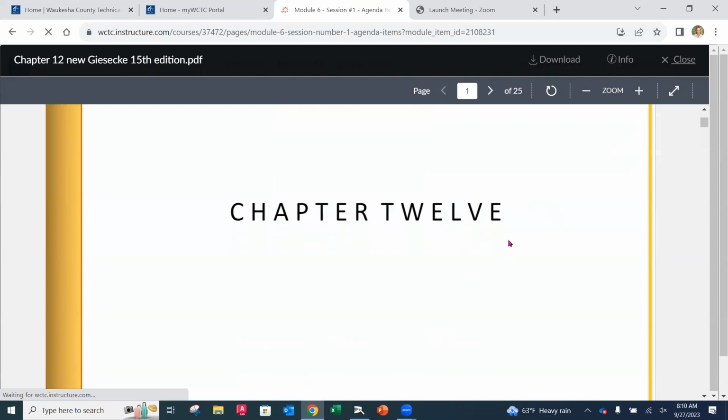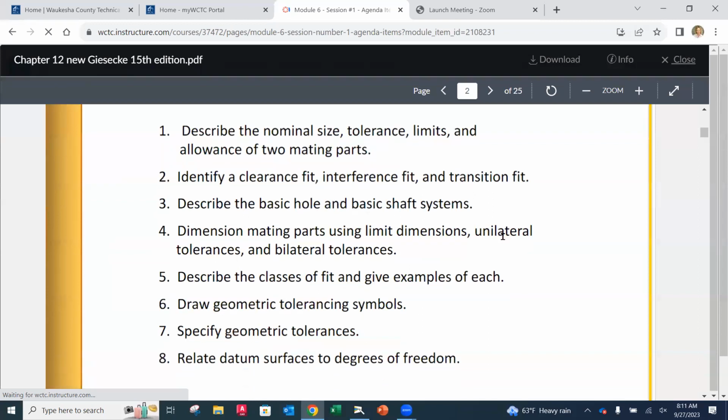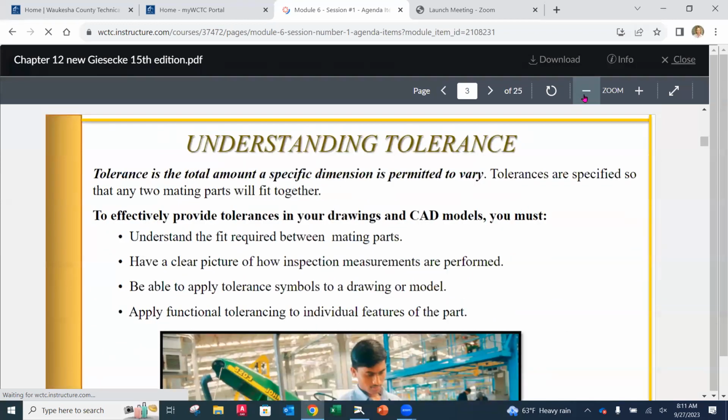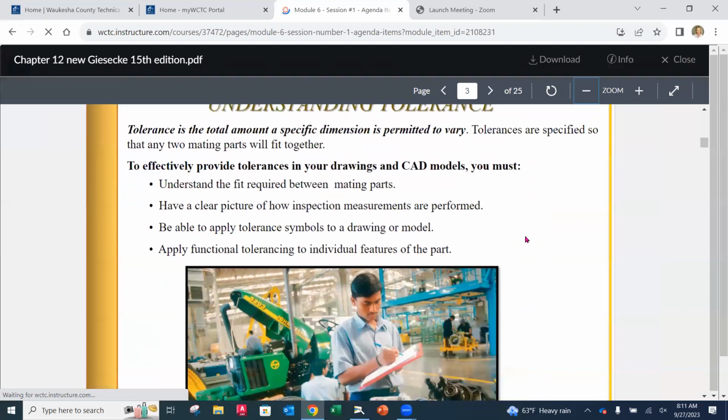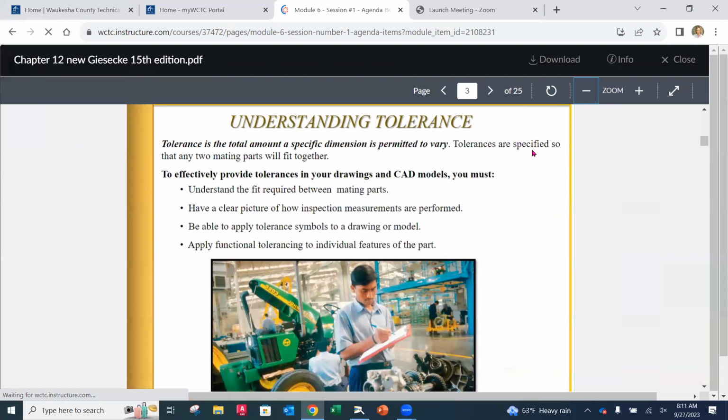So as we look at chapter 12 in our book, we're really going to be looking overall at tolerancing. I'm not going to read this list to you, but we're going to be hitting all of these items as we go along. So first of all, understanding tolerancing. We've talked about this a bit, but basically tolerancing sets up the target that manufacturing has to hit on a feature, so that when it comes together in its physical form as part of an assembly, it's going to fit together and function properly.